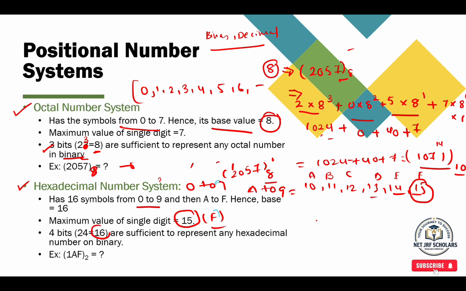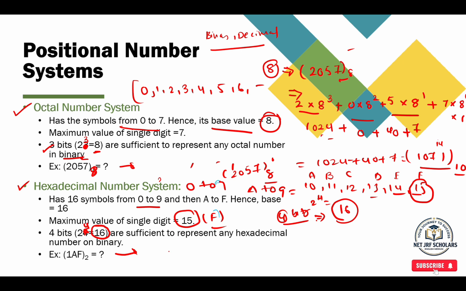Okay. So as the total number of symbols in this system is 16, that is 2 to the power of 4, it means 4 bits are sufficient to represent any hexadecimal digit, because in total there are only 16 and 2 power 4 is equal to 16.